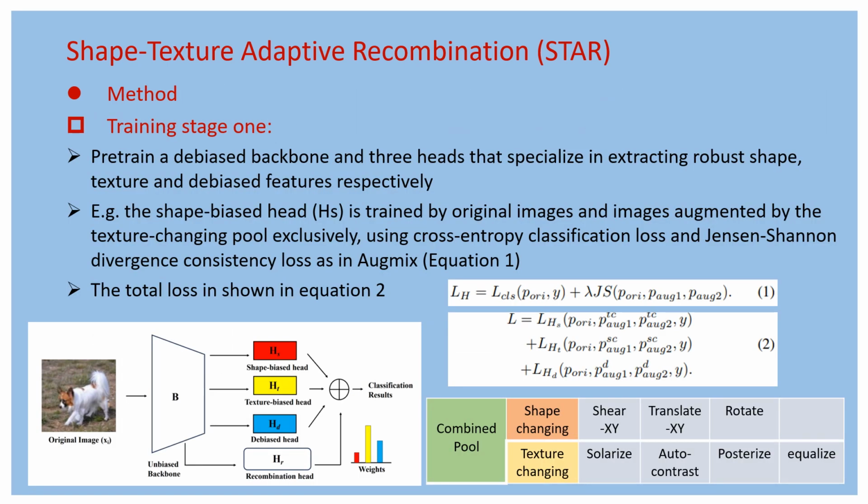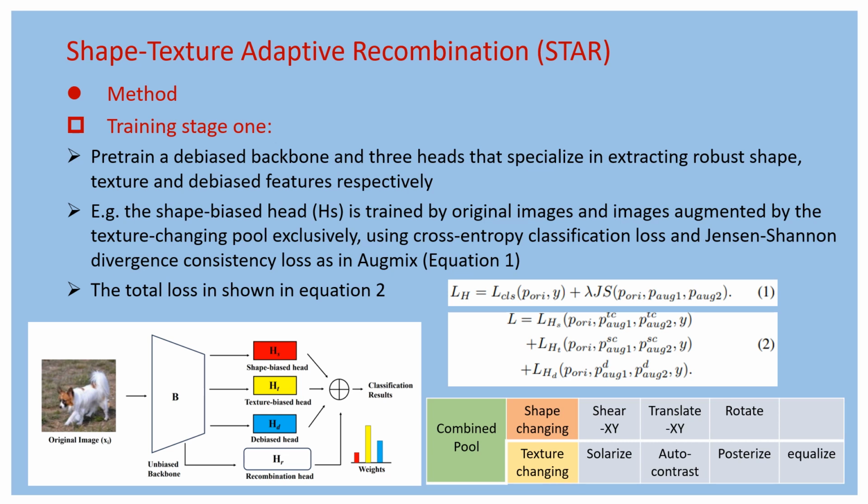In training stage 1, the 3 specialized heads are trained using the AugMix method with distinct augmentation pools. For example, the shape-based head is trained by original images and images augmented by the texture changing pool exclusively, using cross-entropy classification loss and JS divergence consistency loss as in AugMix. The total loss is shown in equation 2.